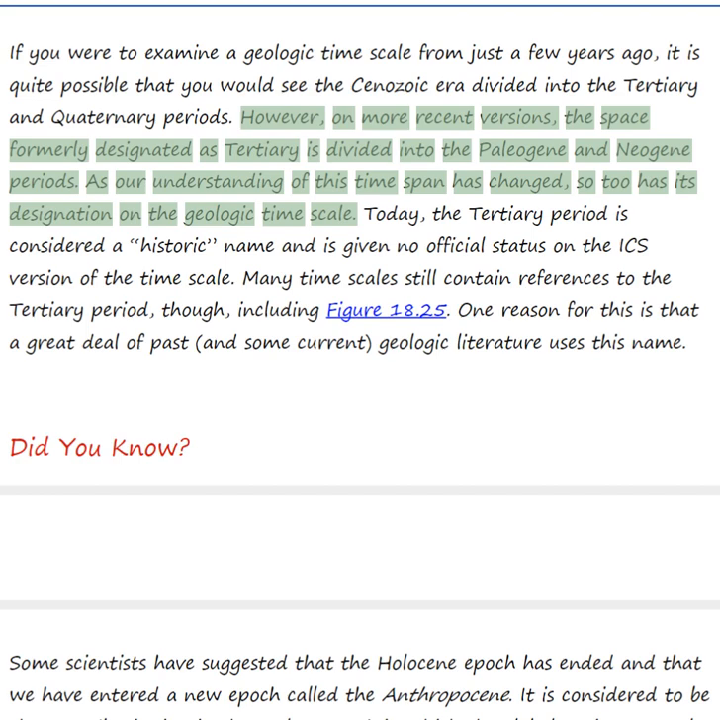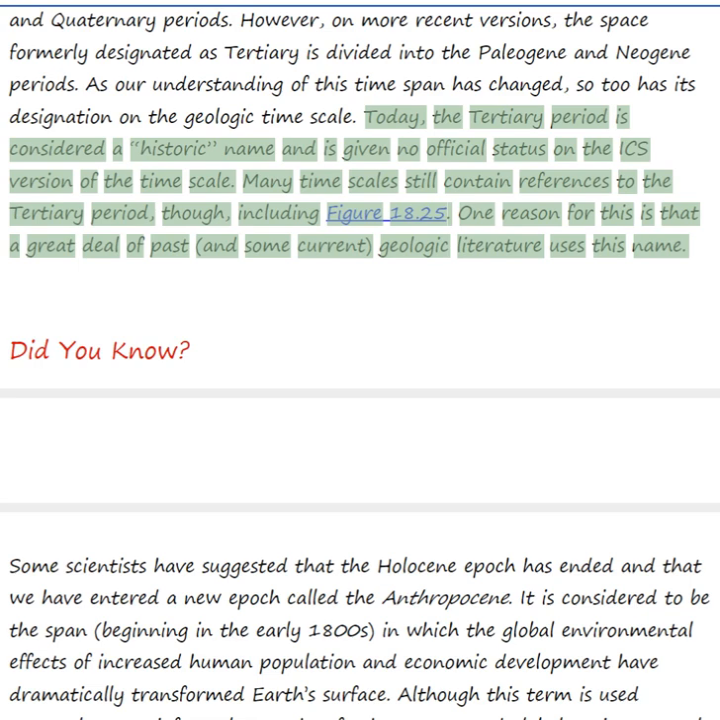However, on more recent versions, the space formerly designated as Tertiary is divided into the Paleogene and Neogene periods. As our understanding of this time span has changed, so too has its designation on the geologic time scale. Today, the Tertiary period is considered a historic name and is given no official status on the ICS version of the time scale. Many time scales still contain references to the Tertiary period, though, including figure 18.25. One reason for this is that a great deal of past geologic literature uses this name.